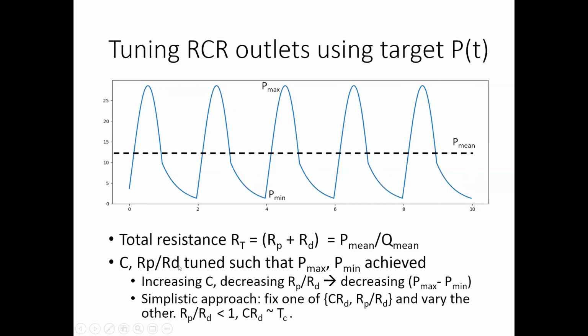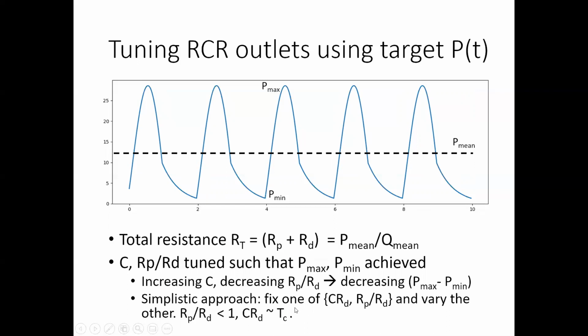Then we have two more things to determine: our capacitance and the ratio of proximal to distal resistance. Now, there's multiple ways to tune these two parameters. In fact, a lot of people pose this as a numerical optimization procedure. The key thing to note is that increasing compliance or increasing capacitance, as well as decreasing this RP to RD ratio, ends up decreasing our pressure pulse. One simplistic way to approach this problem manually is by fixing one of these parameters.